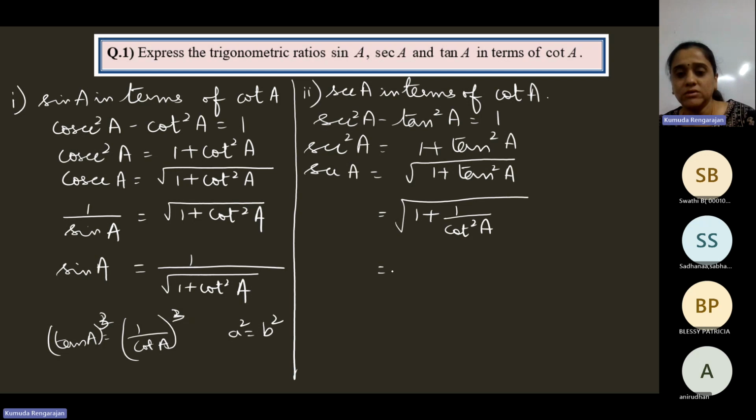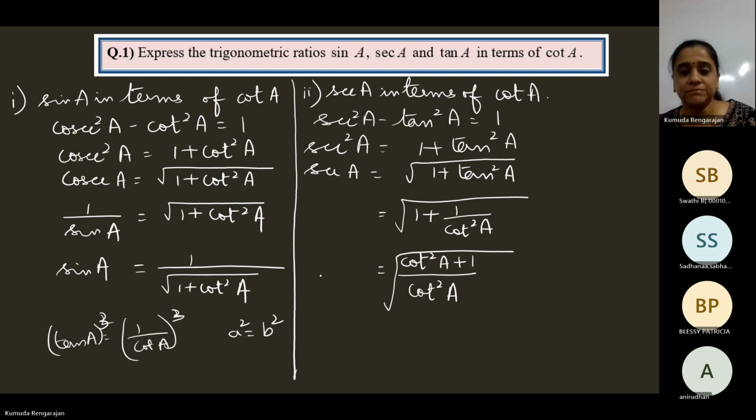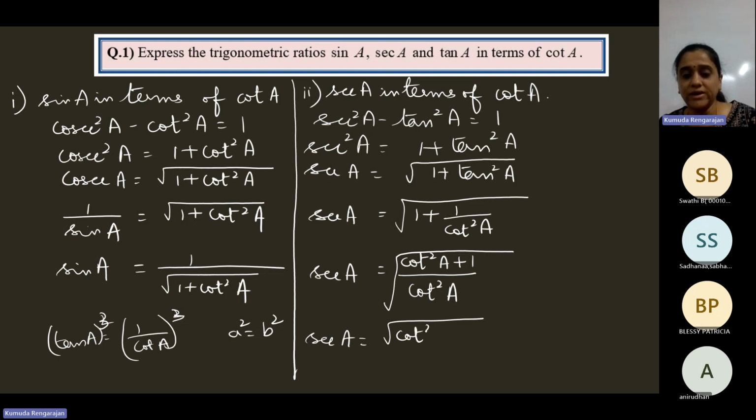All right. Now you have to take the common denominator. Cot square A is a common denominator. So in the numerator, you will get cot square A plus 1. Secant A is equal to square root of cot square A plus 1 by cot square A. So we've written secant in terms of cot, but we can simplify a little further. It is equal to square root of cot square A plus 1 by square root of cot square A, which is cot A. The numerator is square root of cot square A plus 1.